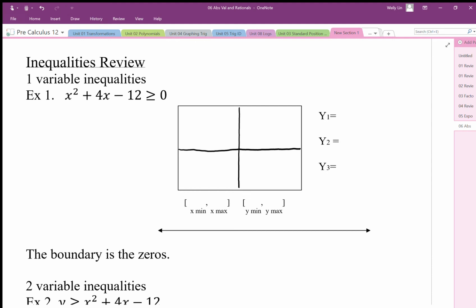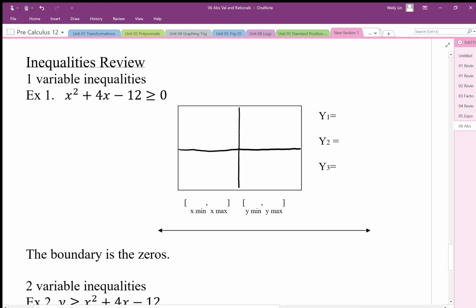So we're going to look at one variable inequalities and two variable inequalities and make sure we understand the difference between them. So one variable inequality, one way to remember it is the solution is a one-dimensional solution. Okay, it's also solutions on a number line. Now we can use a graph to still help us understand this one variable inequality.